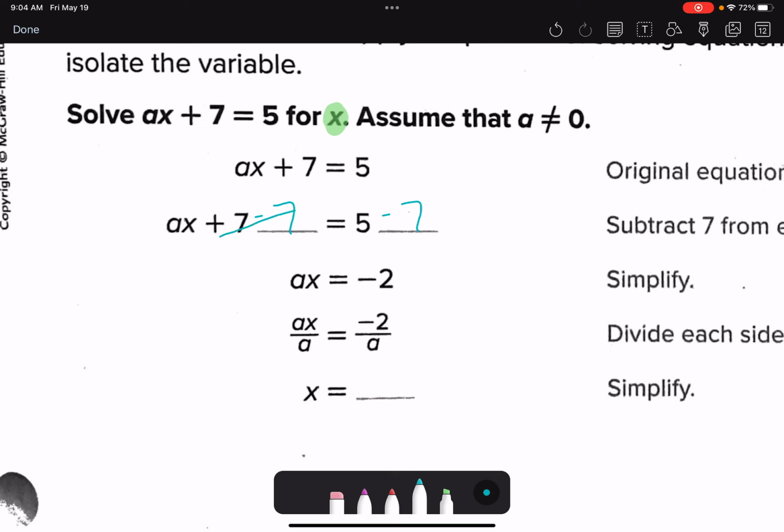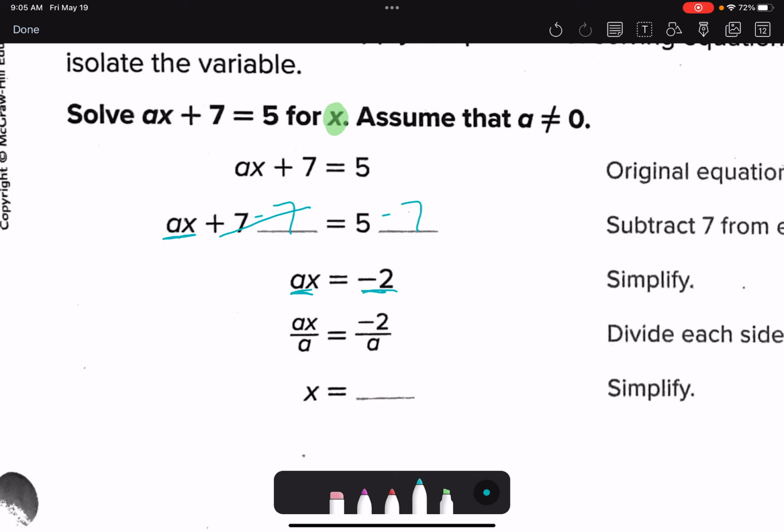And this goes away, and I'm left with what remains. What have I not touched? Ax. So ax gets brought down. Again, don't move stuff around. Ax is on the left. Keep it on the left side of that equal sign. Put your equal sign, and then put the answer to 5 minus 7 on the right side. Don't move stuff around. So ax equals -2.